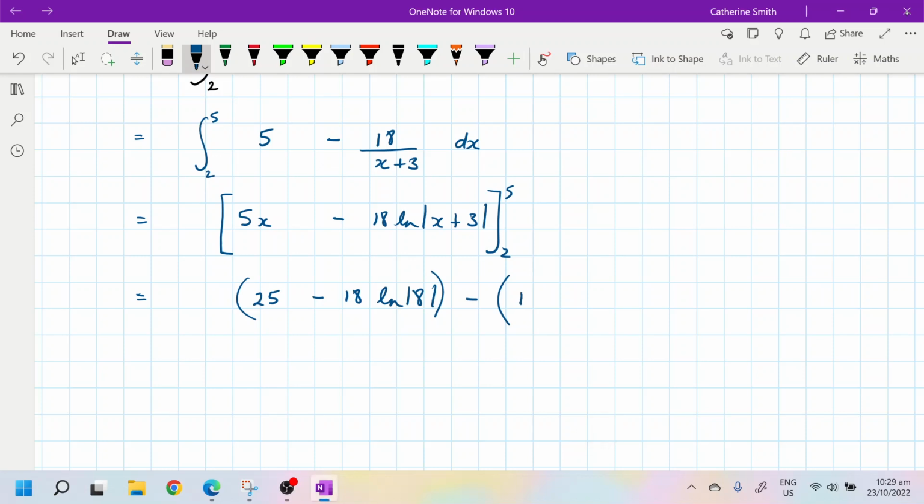So 5 2's are 10 here, minus 18 log 5. And you see here what I was talking about, this negative and this negative will actually give you a positive. So just be very careful. You may just wish to put it in your calculator exactly like that to get your answer, or you might want to do one more step.